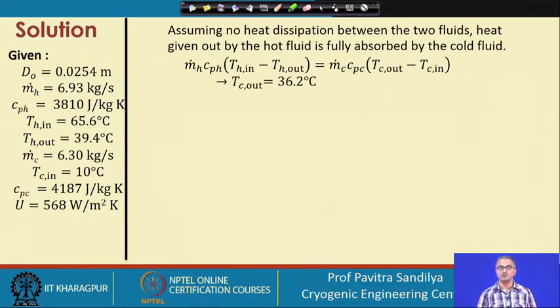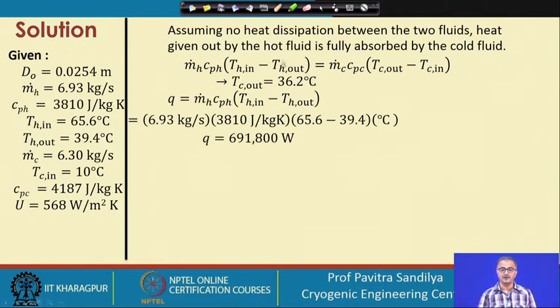Now, first what we do, we make one energy balance. In this energy balance, we are assuming that there is no heat leakage, so that whatever heat is given out by the hot fluid is completely taken by the cold fluid. So, that is why we are writing this is a sensible heat given out by the hot fluid, and this is a sensible heat taken up by the cold fluid. And if we plug in the various values from this data given, then we find that this is the outlet temperature of the water. So, water is getting heated from 10 degrees centigrade to about 36.2 degrees centigrade.